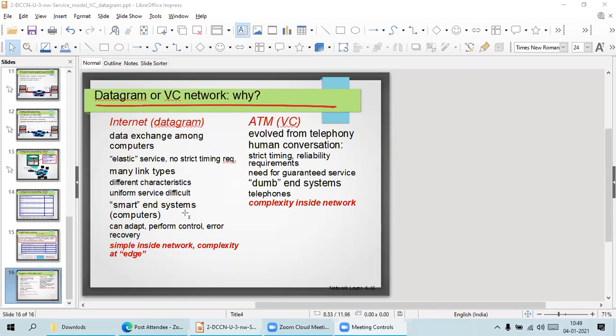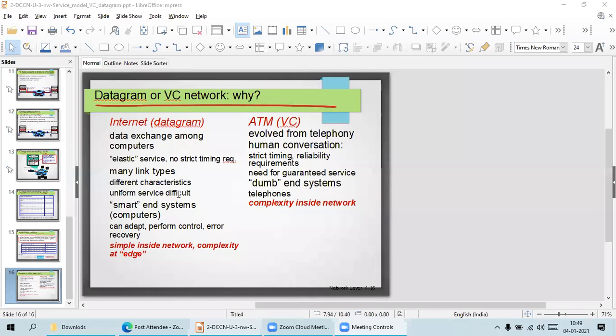Many link types would be there, with different requirements and characteristics. Uniform service is difficult, you need not have it. That means with uniform service, you will have some laptop, some other person using a desktop computer, whatever it may be, it is different. There is no uniformity. Smart end system computers must be used here, which can adapt, perform control, and error recovery. You will be connected, adapting all the things.